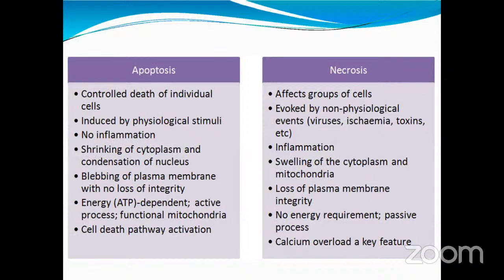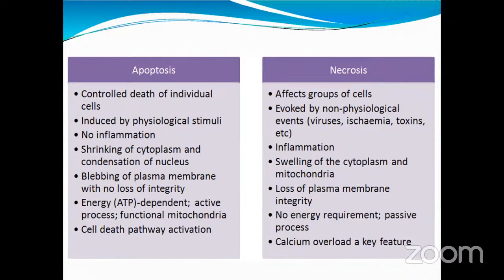And other important points of apoptosis are that it is the controlled death of individual cells. They are induced by physiological stimuli, with no inflammation, shrinkage of cytoplasm and condensation of the nucleus. Then blebbing of the plasma membrane: the plasma membrane will form small blebs. There is no loss of integrity and ATP is required. So it's an active process, energy is required. And we will have functional mitochondria because ATP is generated from the mitochondria. Therefore, mitochondria are involved. And cell death pathway activation happens in apoptosis.